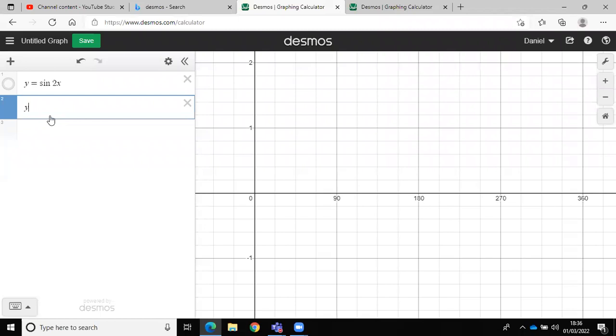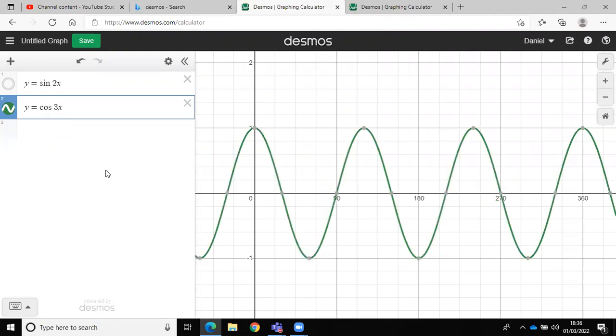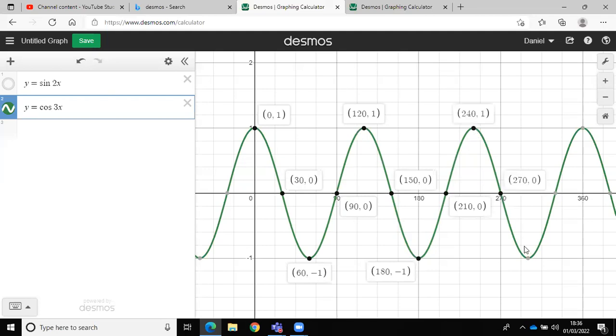Likewise, y equals cos x, all your recognisable milestones. We put 3 in front of that. Now see the milestones now happen every 30 degrees. We've now got 3 full waves between 0 and 360.